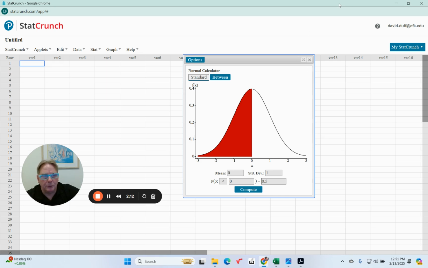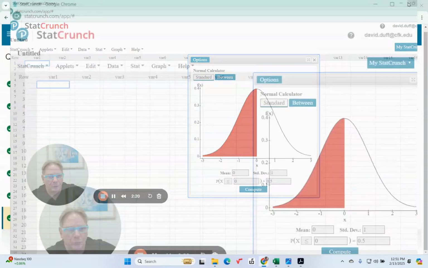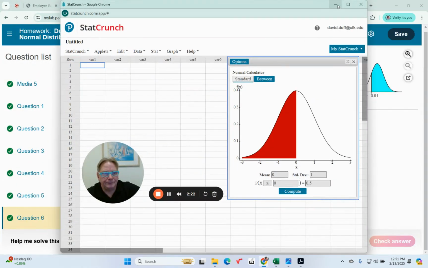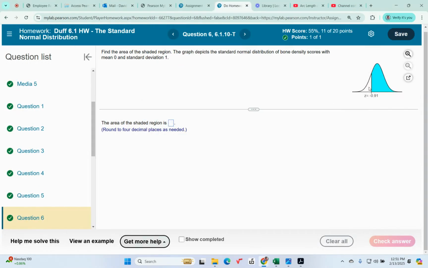So in this particular problem, it asks us to find the area given a z-score. Let's take another look real quick. All right. So it asks us to find the area of the shaded region, this blue area right here. So we're looking for the area to the right of a z-score of negative 0.91.